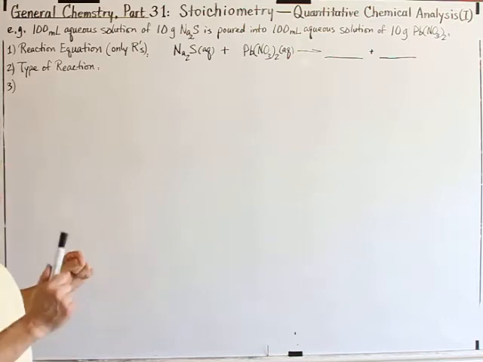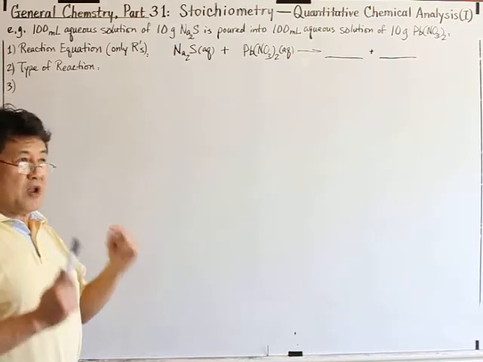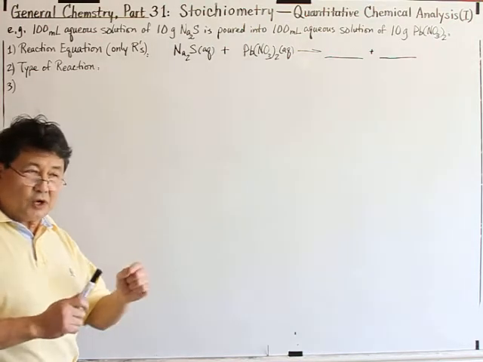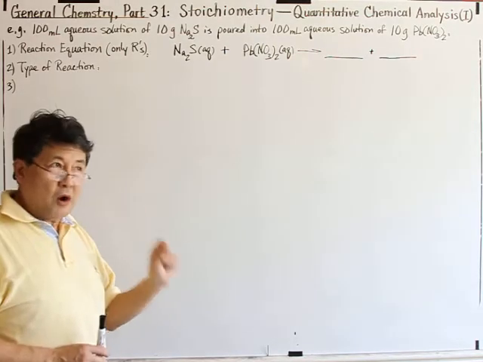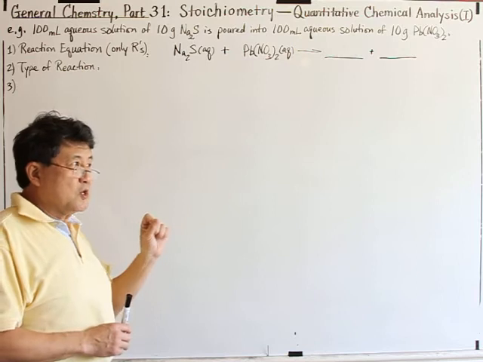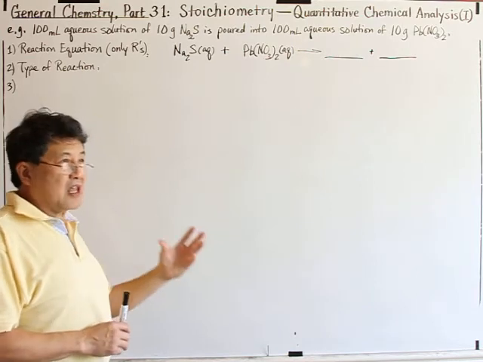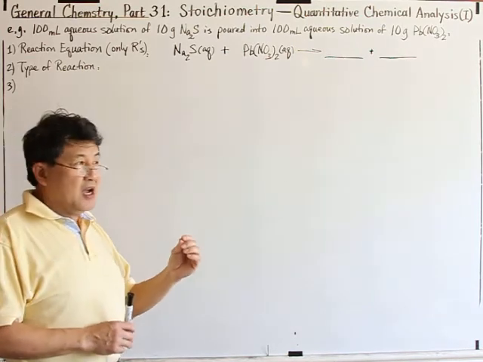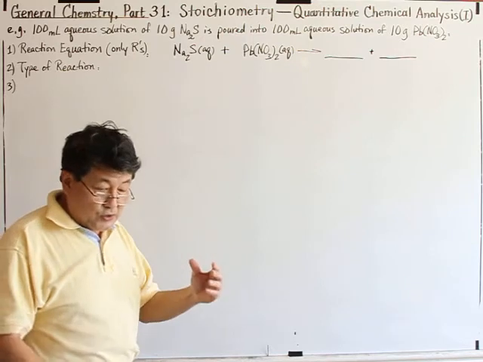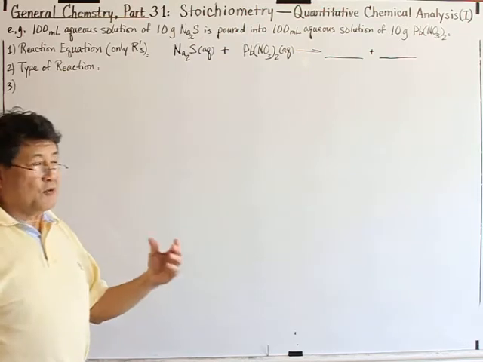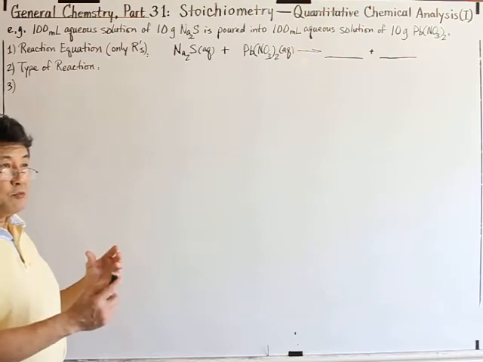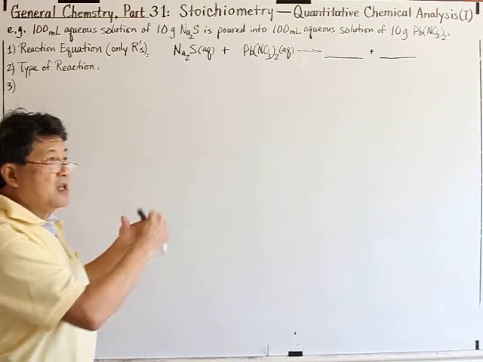So we start from what? We start from the number of grams, the mass. We do not start from the number of moles, but we have to go through the number of moles of each. Then we are able to use the balanced chemical reaction equation, because why? The balanced chemical reaction equation is the key for us to know the mole ratio between reactants and products.